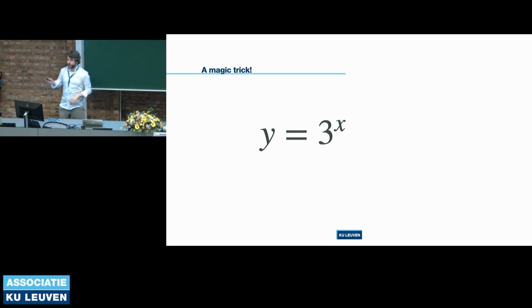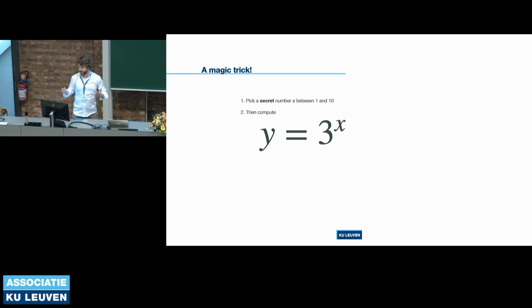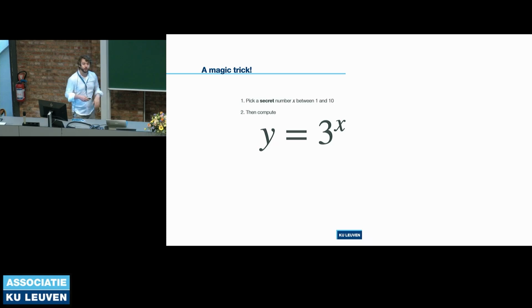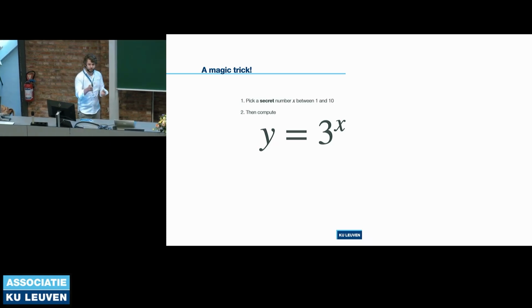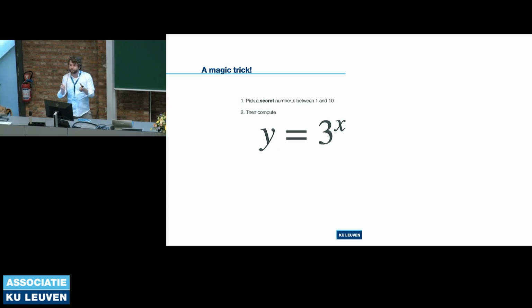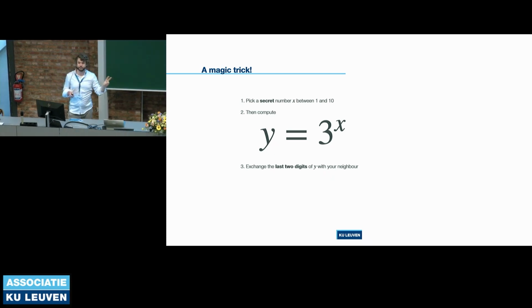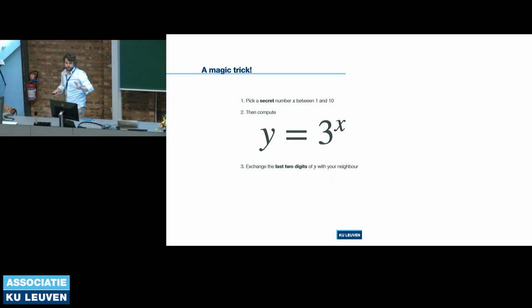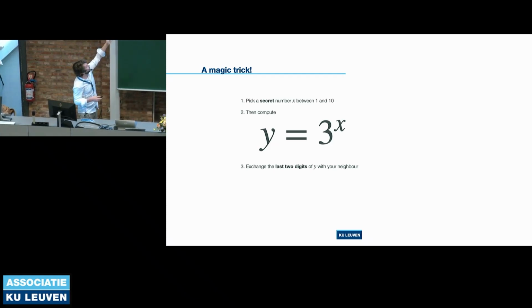So what I want you to do is take a number between 1 and 10, right? And then you will compute 3 to the power of that number. You don't have to do that by head. You can just use your phone or Wolfram Alpha or something like that. It's going to be quite a big number. But then you'll have to exchange the last 2 digits of that number with the person next to you. And if you haven't met them yet, this is the moment to say hi to them. And in a bit, give them the secret number.